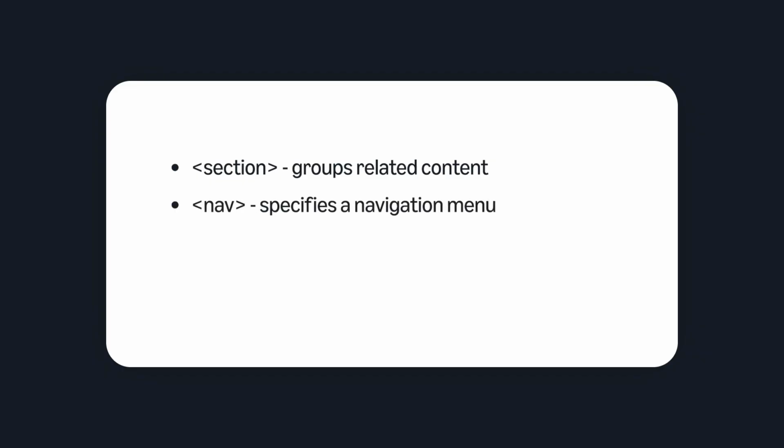As your blog grows, you can use a section tag to group related content into thematic blocks within the page. This would help to create a better experience for the reader. If you also include a nav tag that specifies a navigation menu, you can guide users where to go.